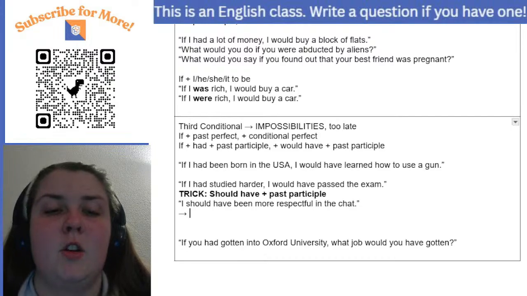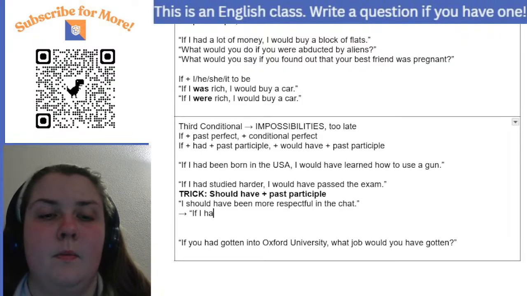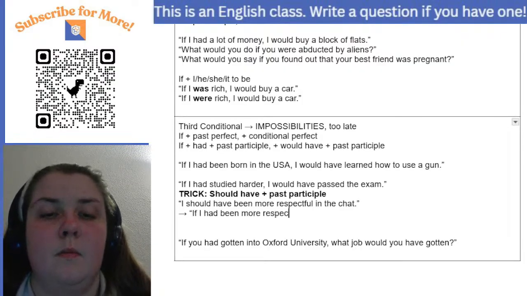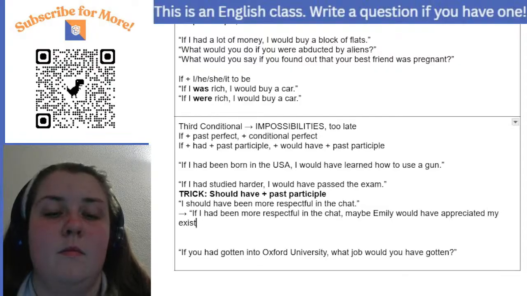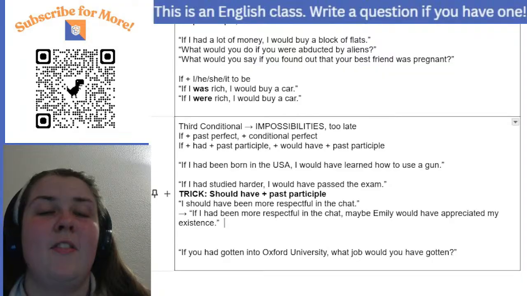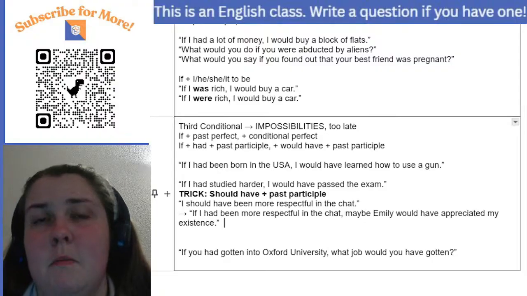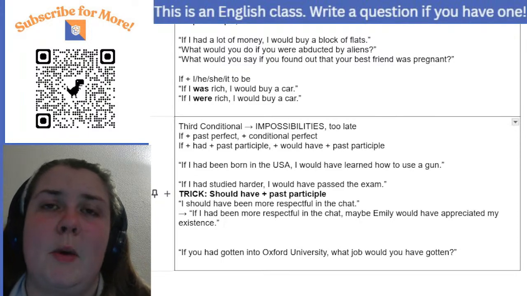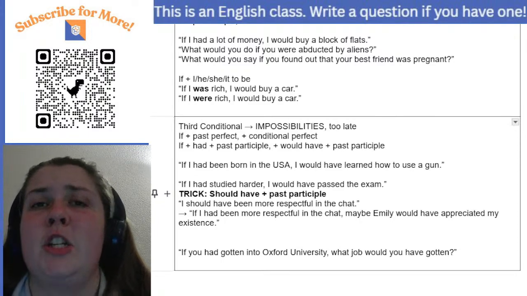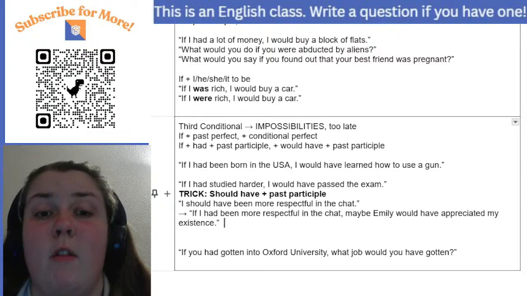Let's see if we can use the third conditional to rephrase that regret. If I had been more respectful in the chat, maybe Emily would have appreciated my existence. As you can see, because it was too late for that person to be respectful, the act of appreciating this person has passed, right? This is a good example of showing regret, okay?